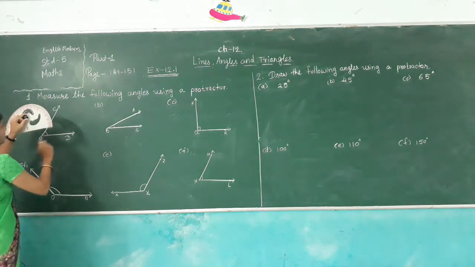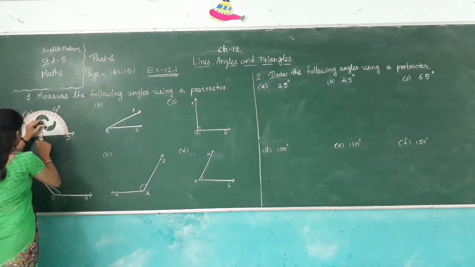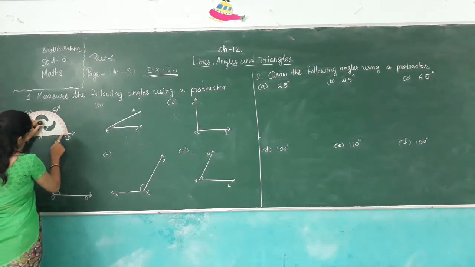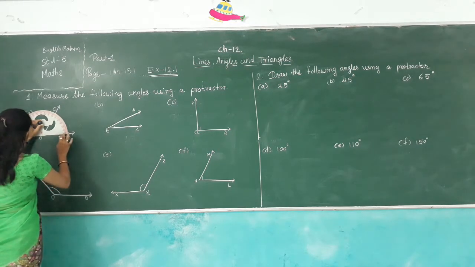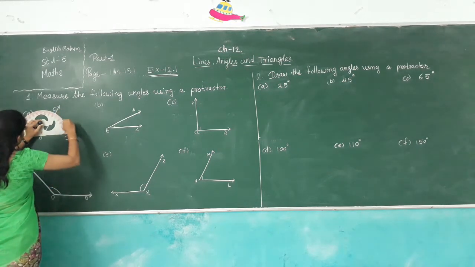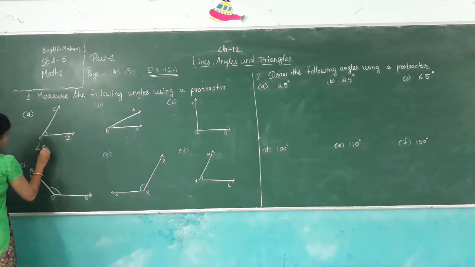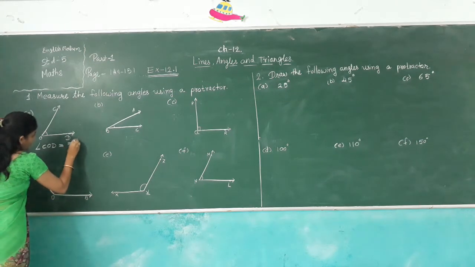So keep the base on the line and arrange the red mark on the vertex. Then check inside, what it is: 0 to 52. So angle COD is equal to 52 degrees.